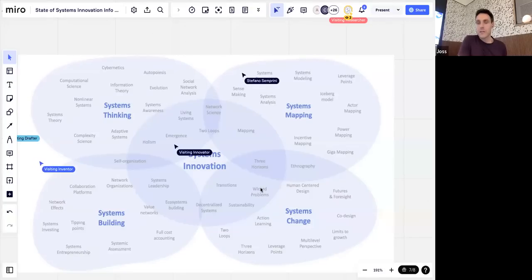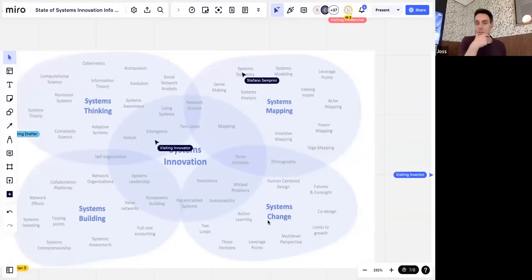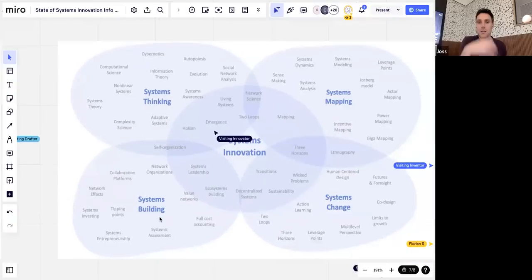Top right is more around systems analysis and understanding complex systems, systems mapping, and so forth. Bottom right is the whole area of systems change and maybe co-design. Also, it's all about transitions, wicked problems, leverage points, different models like three horizons that are helping us understand transition processes within complex systems, two loops model. Over here on the bottom left is more around ecosystem building and systems building, and all of those ideas there: platforms, networked organizations, systemic investing, systems entrepreneurship, and so forth.